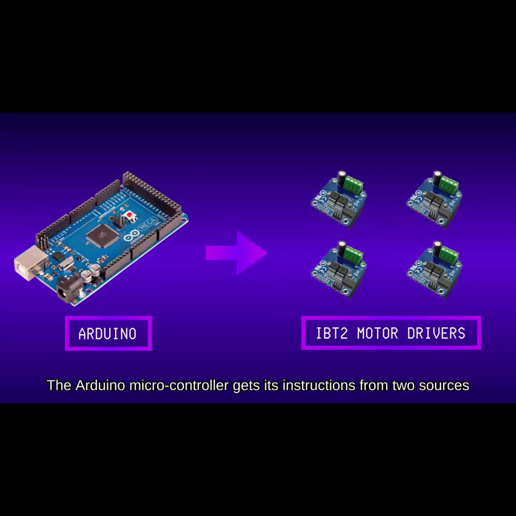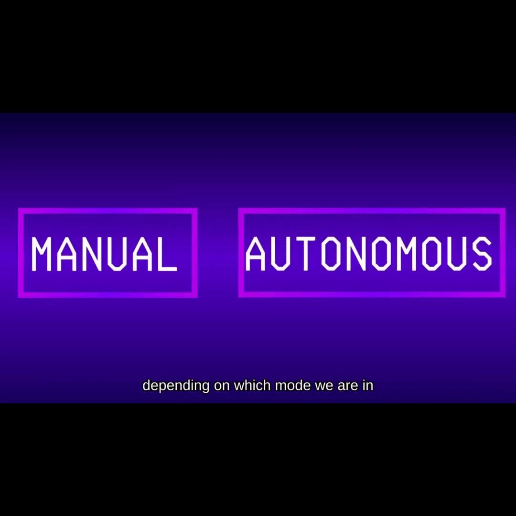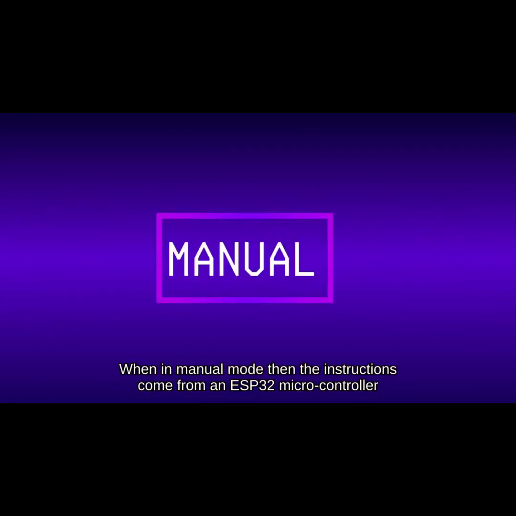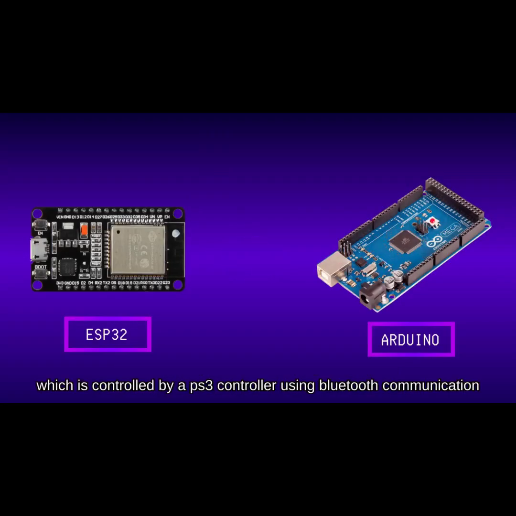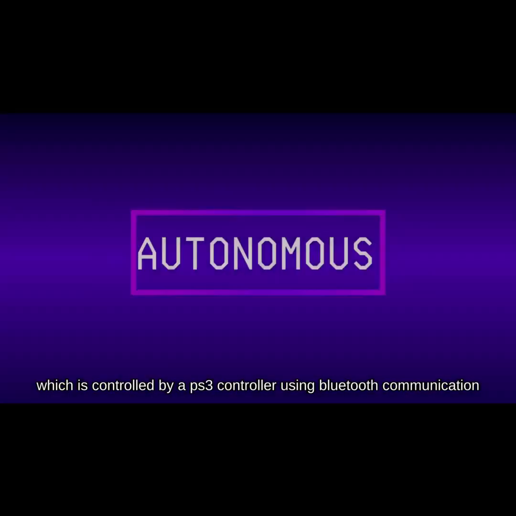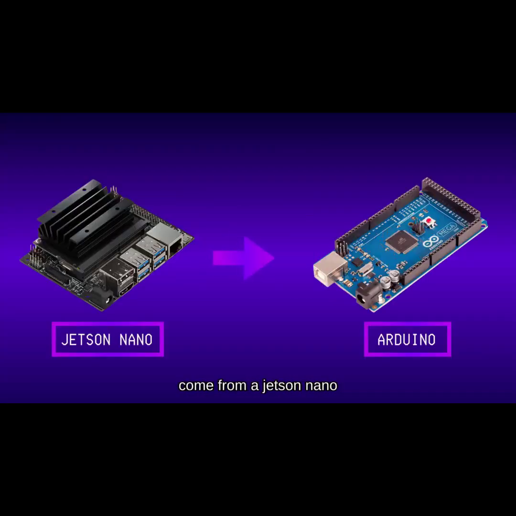The Arduino microcontroller gets its instructions from two sources, depending on which mode we are in. When in manual mode, the instructions come from an ESP32 microcontroller, which is controlled by a PS3 controller using Bluetooth communication. When in autonomous mode, the instructions come from a Jetson Nano.